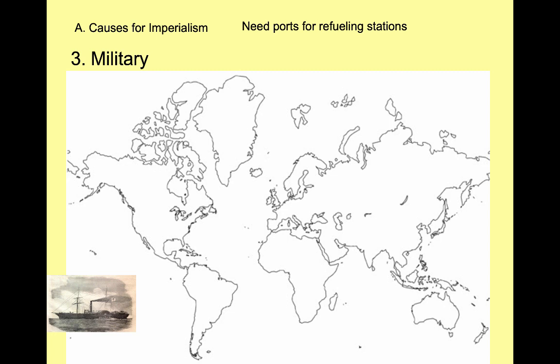Because the world is a big place, the oceans are big, and so you can't just put enough coal in your ship to get it all the way around the world. You need to have refueling stations. And so that's another reason for us to go get colonies or ports or parts of the world, because it'll allow our private businesses to go and refuel on their way to and from the colonies. And it'll also allow the military bases to refuel and have safe harbors where they can protect our merchant navy, our private businesses.